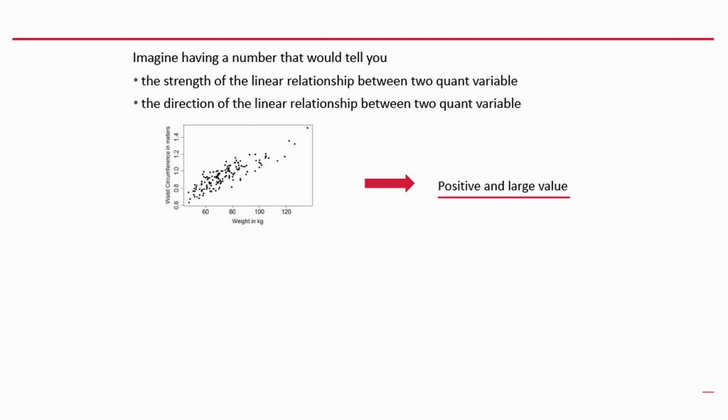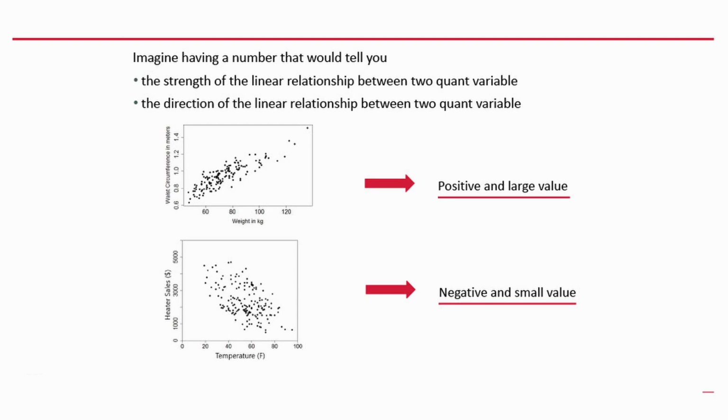That is, if you had the scatter plot that had a positive direction and relatively strong strength, like between these two variables, the weight in kilograms and the waist circumference, that number would be positive and large. Large for strong and positive for obviously positive direction. As opposed to the temperature and heating sales, that number would be negative because of the negative direction, and small because of the weak association.